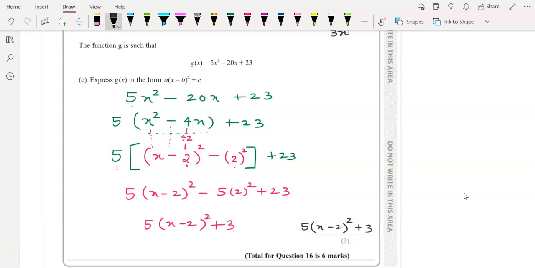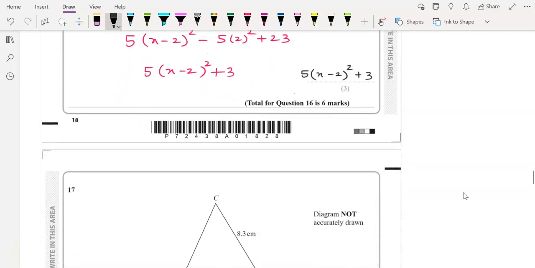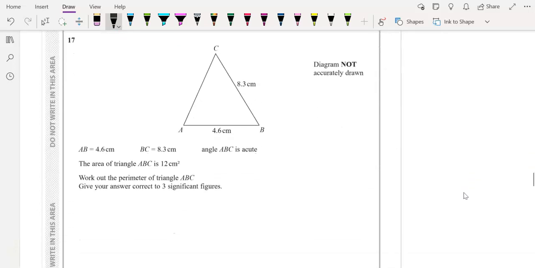Next one, question 17. Triangle ABC, side AB is 4.6, side BC is 8.3, angle ABC is an acute angle. So this angle here is acute. Area of the triangle is given to you as 12 centimeters square. Work out the perimeter of the triangle ABC. So your actual question is to find the perimeter.